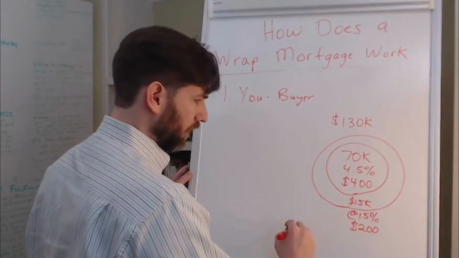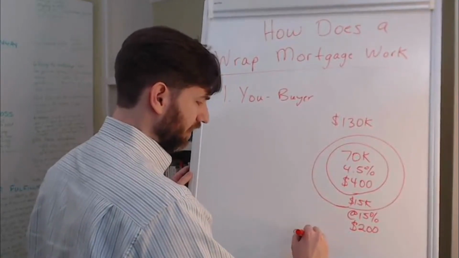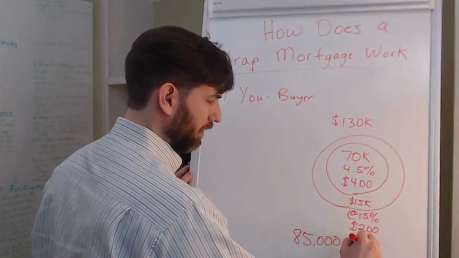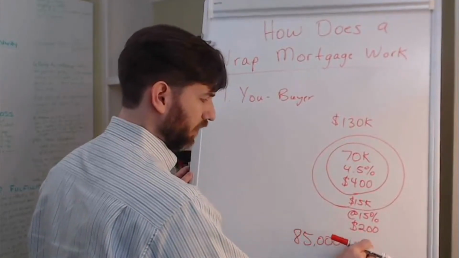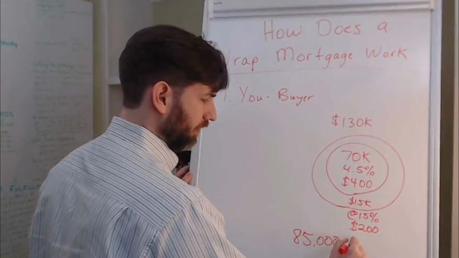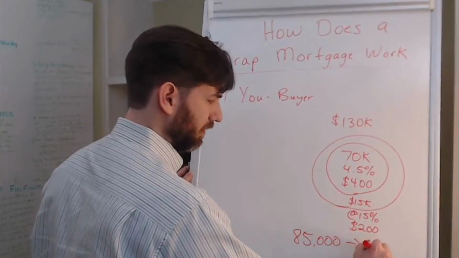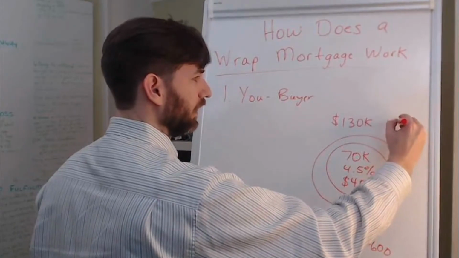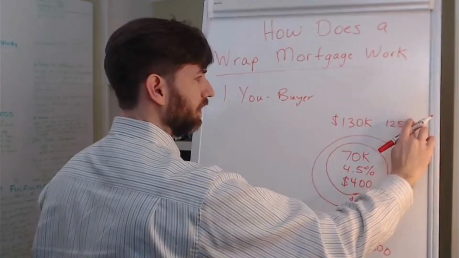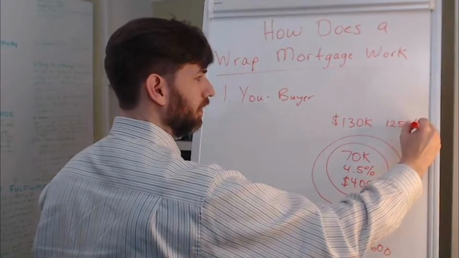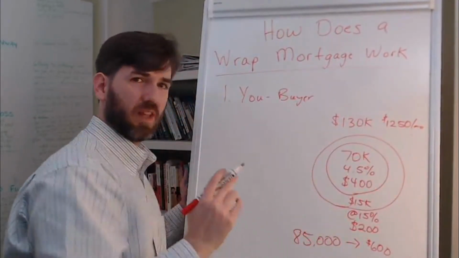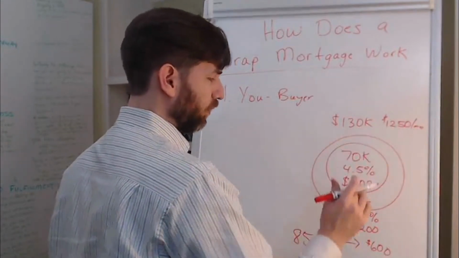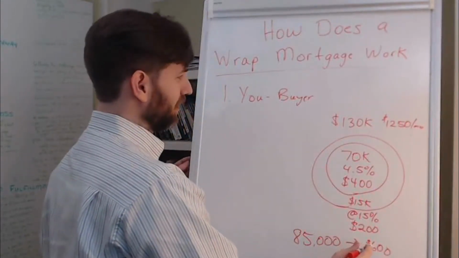So in total, you have an $85,000 loan that has an overall monthly payment of $600 a month. But you believe this property will, say, rent for $1,250 per month. Not a bad deal, right? So you get a check for $1,250. From that $1,250, you write a $600 payment.